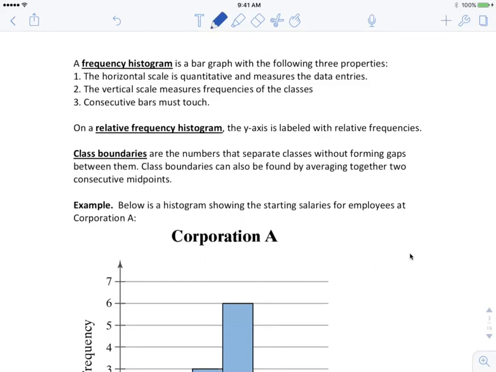Some features about a histogram are here, so you can kind of check those out. Horizontal scale is the measure of the data entries. Like in this class example, the exam scores would be along your horizontal scale. And then the vertical scale is going to be frequencies. So the height of each bar basically is going to be how many students were in that class. And then one other thing, for a relative frequency histogram, your y-axis is going to be labeled with the relative frequencies instead of standard count frequencies.